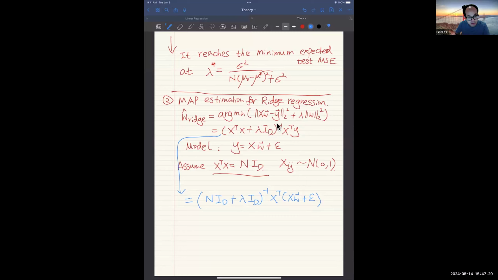So this becomes 1 over n plus lambda times X transpose X, which is an identity times n, times w, plus 1 over n plus lambda times X transpose epsilon.